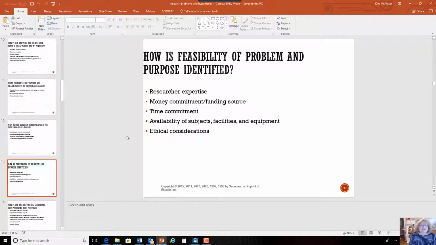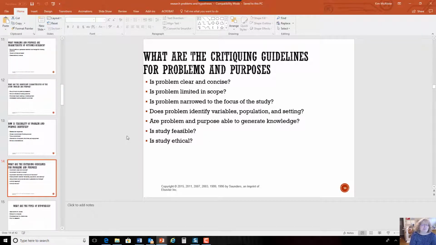So how is the feasibility of problem and person identified? Well, we've already looked at that. I went backwards, I'm sorry.